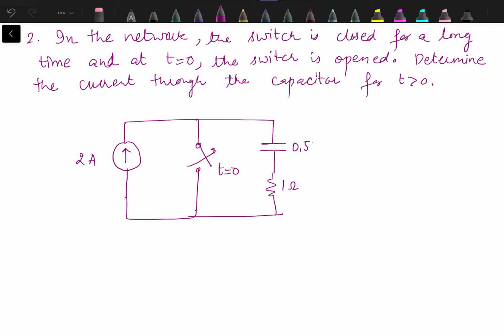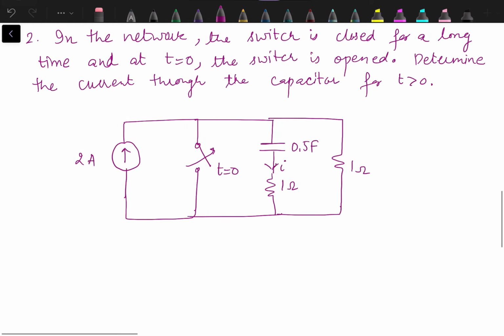There is a 0.5 farad capacitor, and one more resistance over here, again of 1 ohm. We need to calculate the current through the capacitor. Now when we have to find out the current through the capacitor, firstly we will find out the expression of voltage across the capacitor, and then we will find out the current.